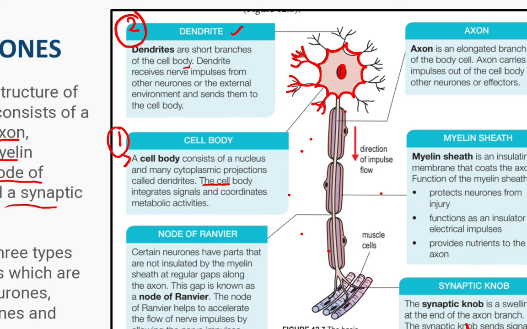If I ask you to draw the direction of the impulse or signals, since the dendrite receives the impulse and sends the impulse to the cell body, the direction would be this way. So dendrites are the first structure that receives the impulse. Note that the keyword for dendrite is receive. For any neuron, the dendrite's function is to receive impulses from other neurons or the external environment, depending on the type of neuron, and send the impulse to the cell body. So the impulse that reaches the dendrite will be sent to the cell body, here.